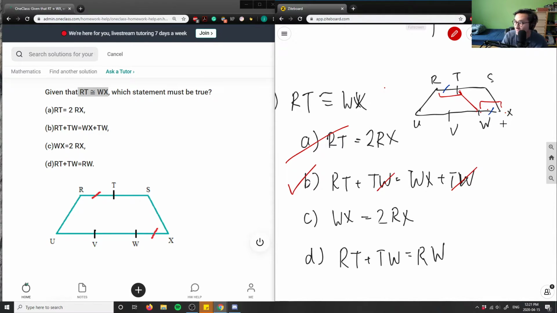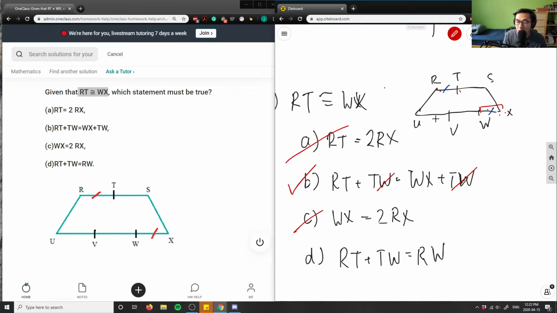I'm going to prove to you that C is false too. So let me erase these here. WX equals 2RX. So WX is here, and 2RX is from this point to this point, right? I told you that A and C have the same logic. It's still 2RX here, and RT equals WX, right? So this here is also false.